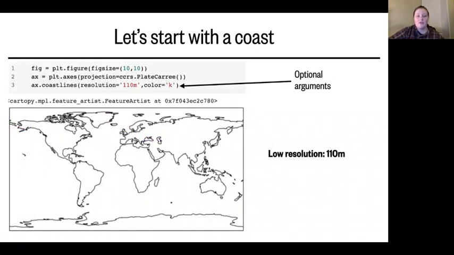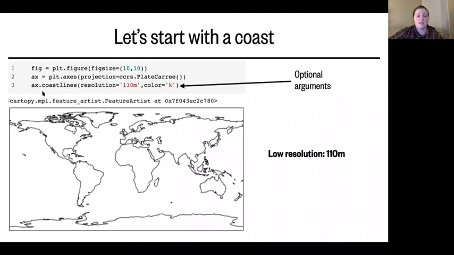So let's start with creating a coast. First, we're going to create our figure, fig equals plt.figure, and we give it a figure size that's not unreasonable. And here's how we create our projection here. So we say ax equals plt.axes. Remember, that's just creating an axes object. And then we give it the argument projection equals ccrs.PlateCarree, and that's a function, so you put in parentheses there. So that creates this projection, and now all you need to do is put a coastline on it.